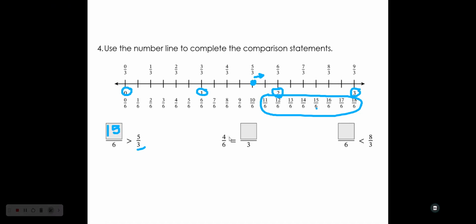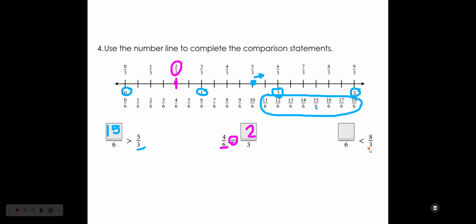Okay, so the next question says 4/6. So let me find my 4/6. Now I start with this one because it's a completed fraction. 4/6 is right here. And I am looking for the fraction that it is equal to. So that one, I just need to see which one shares the same tick mark. And as you can see, it's right here. So it should be 2/3. Equal to is straight to the point because you just have to find which fraction shares the same tick mark on the number line. All right, let's move on to the next one.